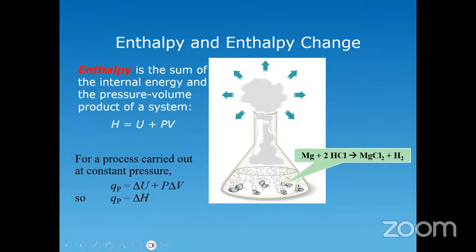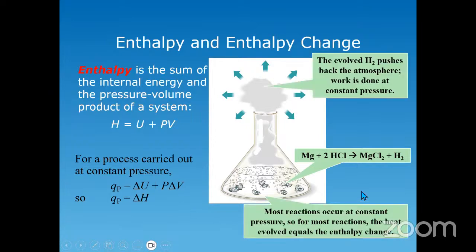And what is shown here is the example of a reaction that produces a gas. The gas is expanding against the surroundings, so therefore, this equation will certainly apply in terms of calculating the heat change based on the change in internal energy, the pressure, and the change in volume. All right? So this is just basically reiterating what I said before. Most reactions occur at constant pressure. So for most reactions, the heat change will be equal to the enthalpy change. Okay, so that's enthalpy.